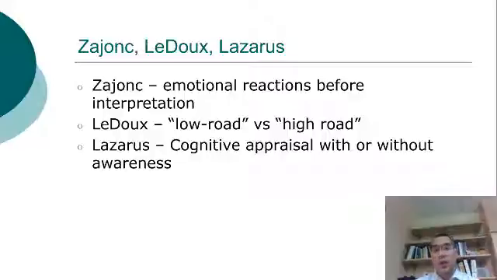LeDoux called it the low road, so some basic instinctual reactions of fear, aggression, some of those are just automatic. Those would be the low road. You don't have to think about them. Where the high road would be situations where you do have to interpret some things. So just kind of keep these in mind, Lazarus, LeDoux, and Zajonc as well.